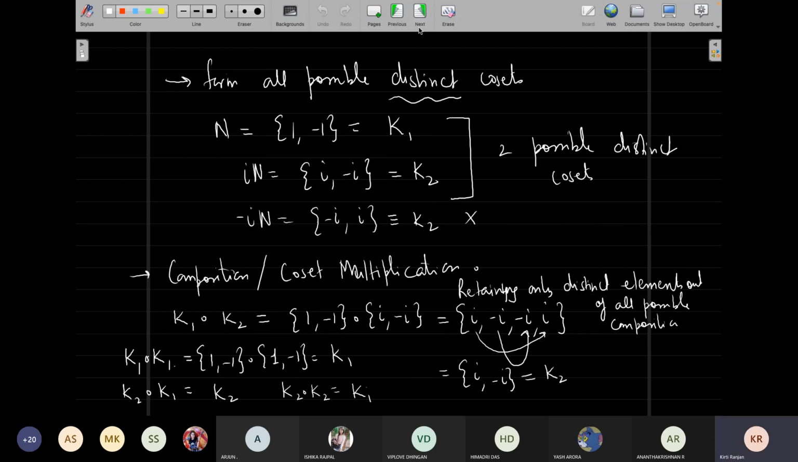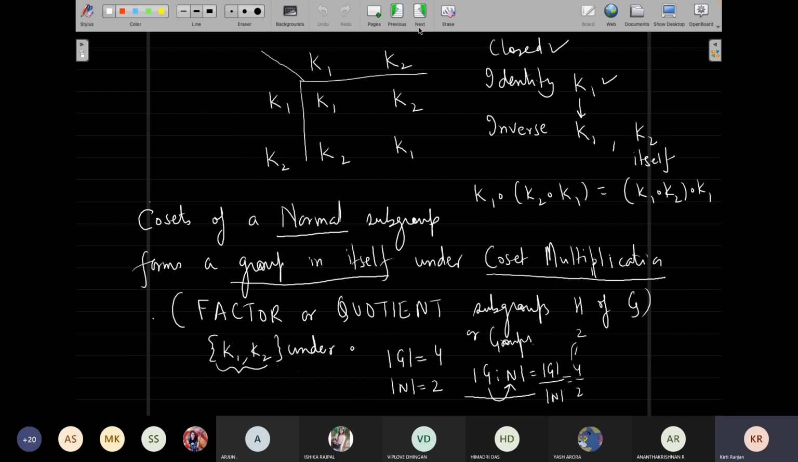And then we come up with something further, that once you have a normal subgroup, then you can construct all possible distinct cosets, and then you can define your coset multiplication in such a way that these cosets will themselves form a group. The group formed out of the cosets of a normal subgroup is called a factor or quotient group, G by H. And the order of this quotient group also comes naturally from the order of the group and the normal subgroup.